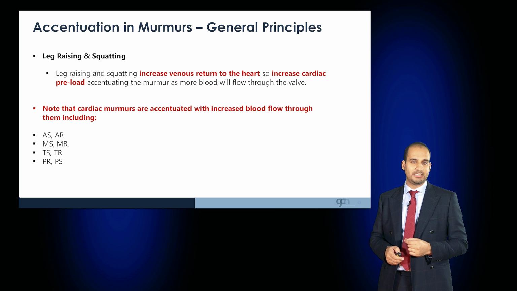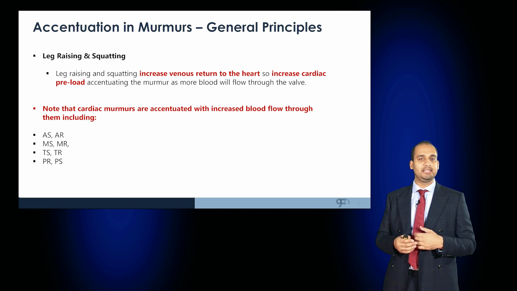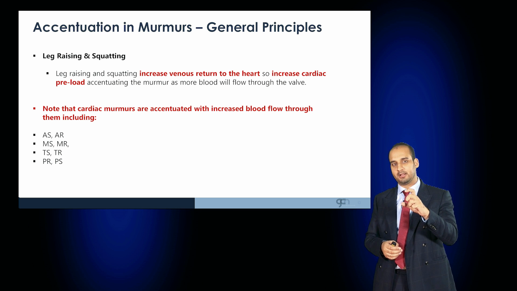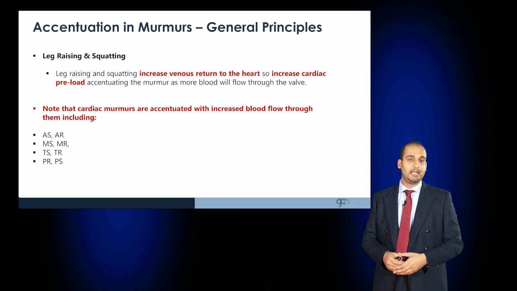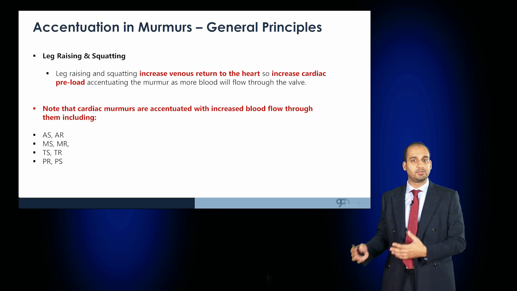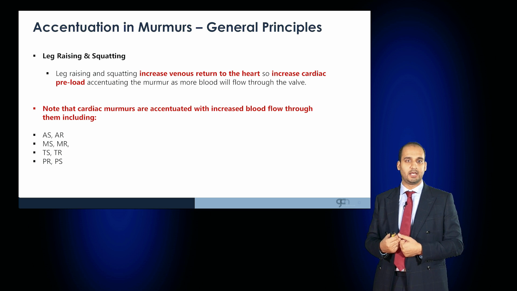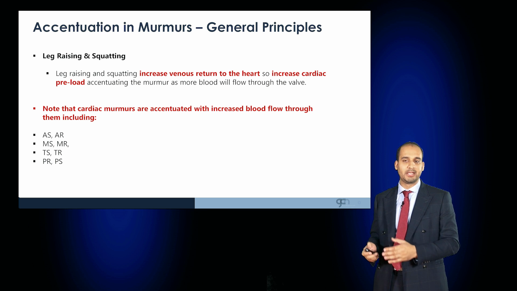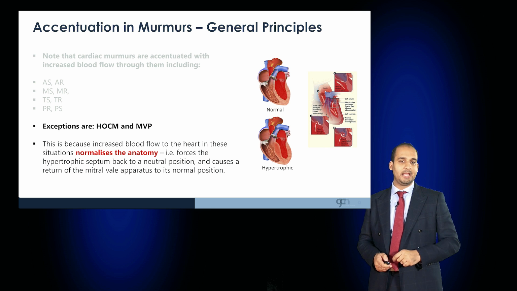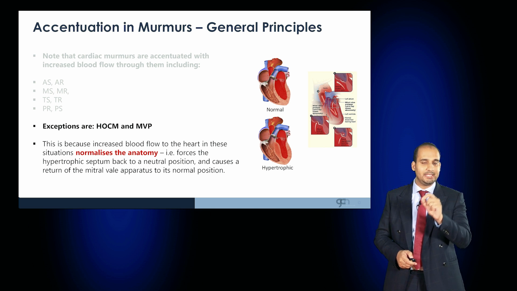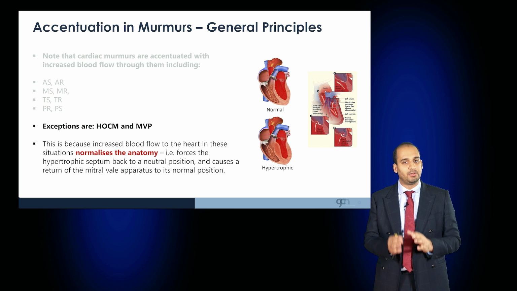A note on accentuating murmurs. In general, anything that will increase blood flow through a valve will increase the turbulence and consequently increase the murmur. So raising the patient's legs or squatting increases the venous return to the heart, increases the cardiac preload, and accentuates murmurs. There are two exceptions, HOCM and mitral valve prolapse. If you increase blood flow in these two conditions, the murmur reduces.